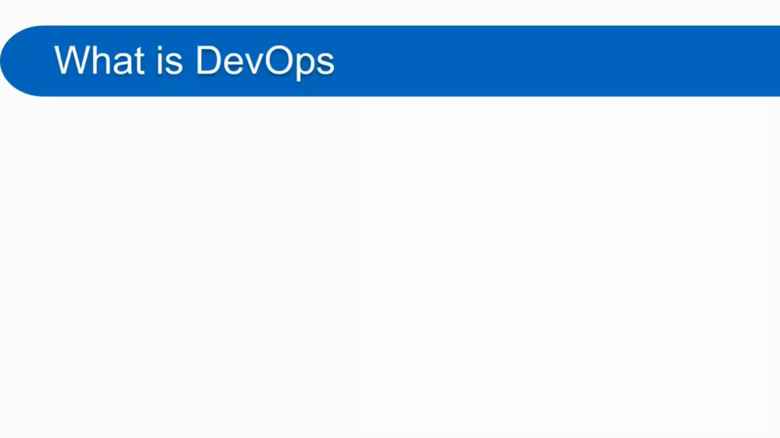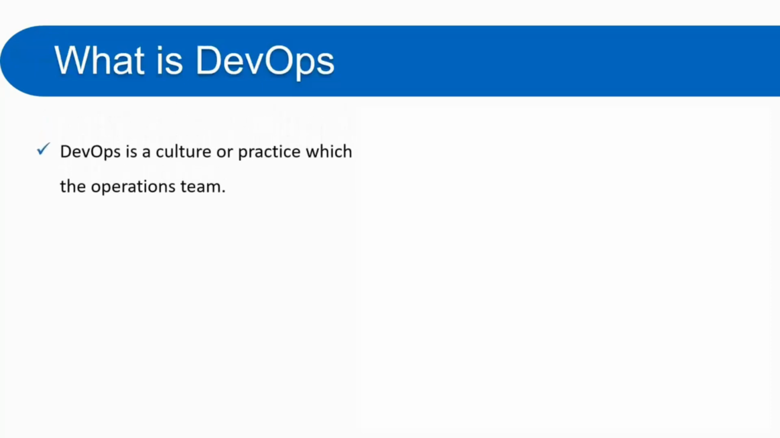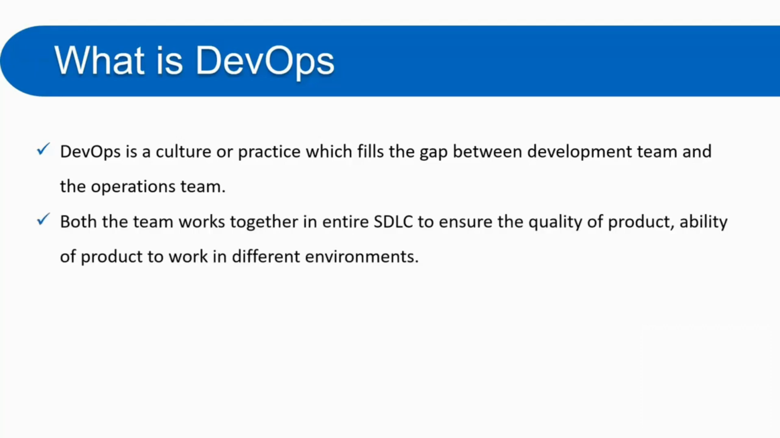Let's have a look at a few points of what is DevOps. DevOps is a culture or practice. This is very important to understand. DevOps is a culture or practice which fills the gap between the development team and the operations team. If you are thinking DevOps is a tool, a process, a methodology or any technique, then it is not true. DevOps is basically a culture. It is a practice where both the teams work together in the entire software development lifecycle to ensure the quality of the product and the ability of the product to work in different environments.